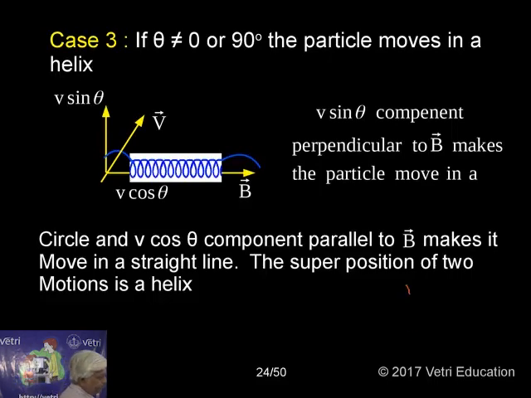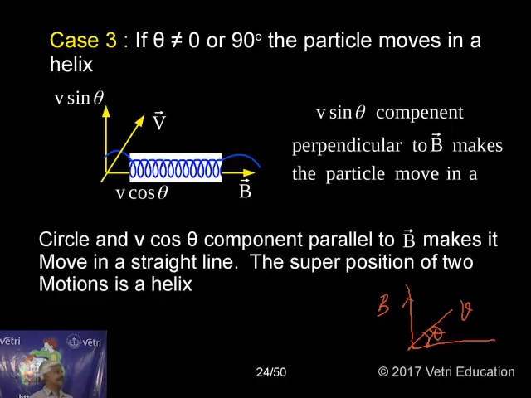Just I have given a diagram. It is B. So suppose velocity is like that, that may be at an angle theta. Here we are having the value theta, but this theta value is not equal to 0 and not equal to 90. The particle moves in a helix. Helix means the rotation in a coil. That is called the helix.